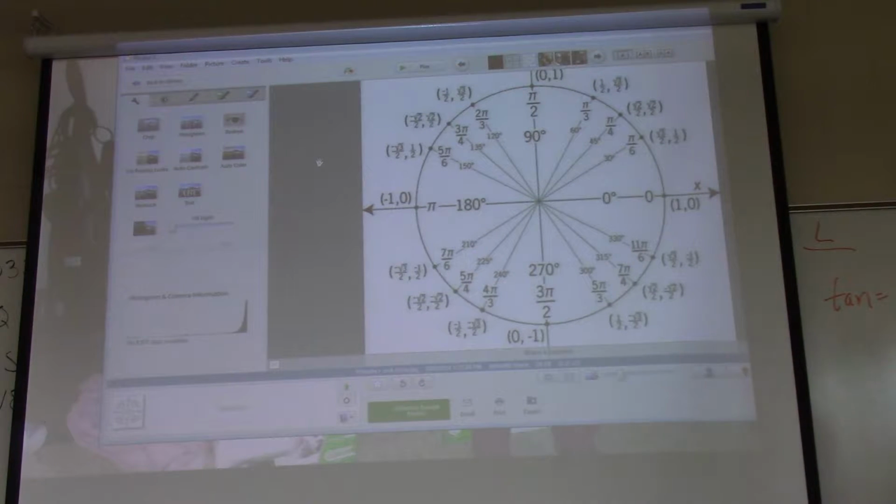Again, find the one you need. 120, 210, 330. Your values are right up there. Use it. Remember what we just got done doing, y over x. And I want you to see something happen. Jeff, you already sound like you kind of know what's going on.